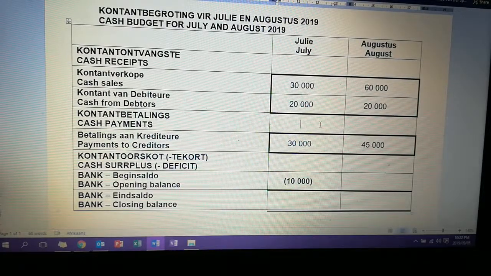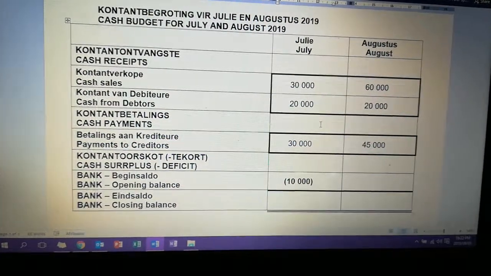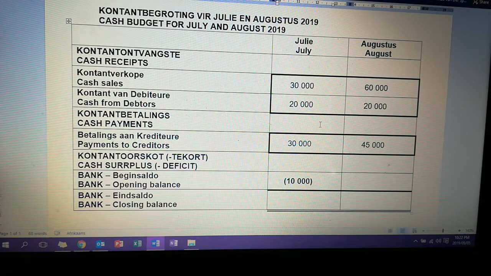Alright, grade 11. So when we do the cash budget, we need to remember that this is only cash transactions. So all my payments and my receipts. Alright, so this is just a basic cash budget. Your cash budget will have a lot of information, more information than mine. But I'm just showing you today the format and what you need to remember.